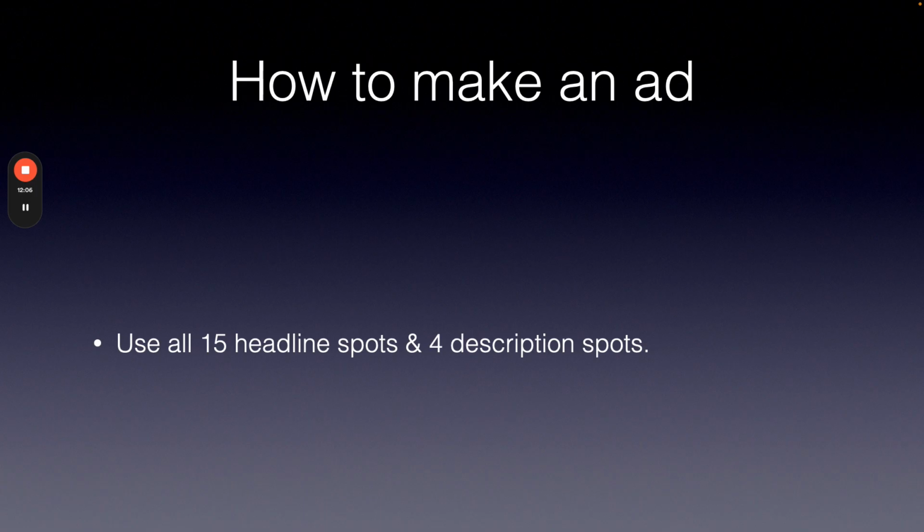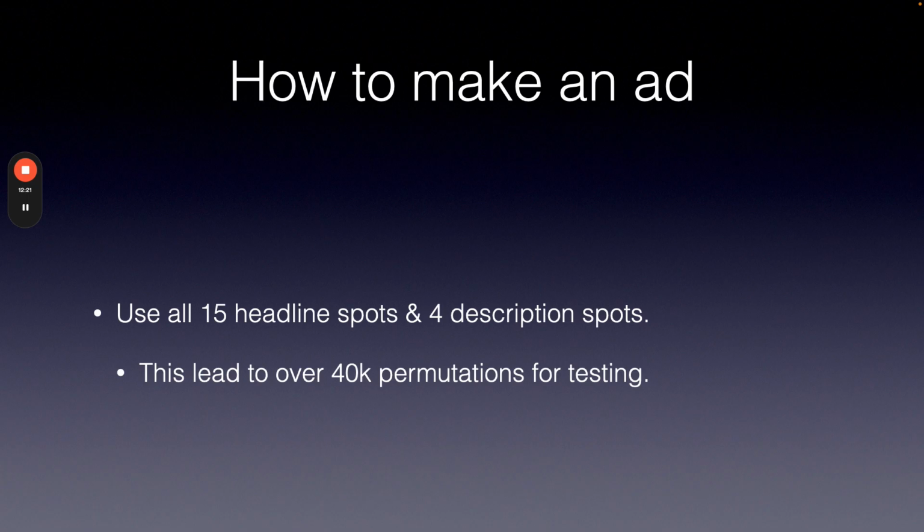Another thing people do not do, that's very important, is they don't use all the headline spots and all the description spots. Fill out all the headlines and fill out all the descriptions. There's 15 headline spots and there's 4 description spots. You should be able to come up with 15 headlines. Why is it important? Because it gives you 40,000 permutations for testing. That's huge. 40,000 combinations, very important.